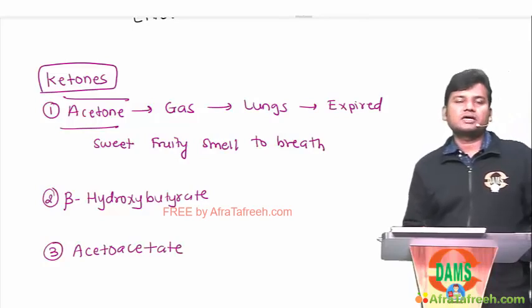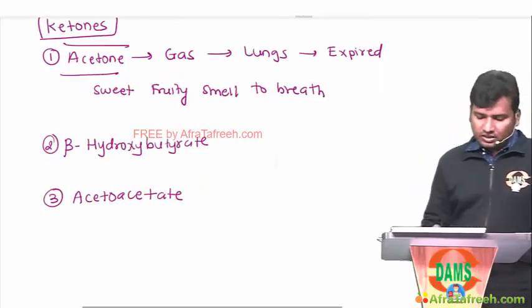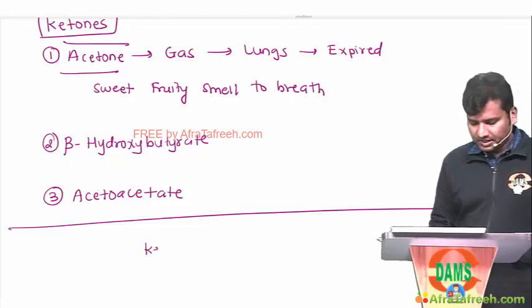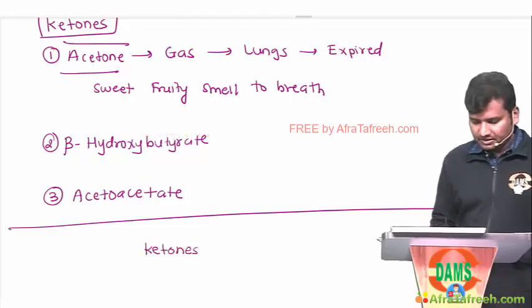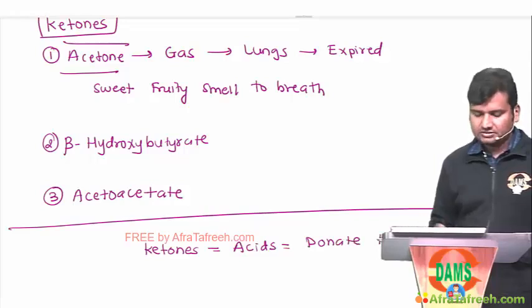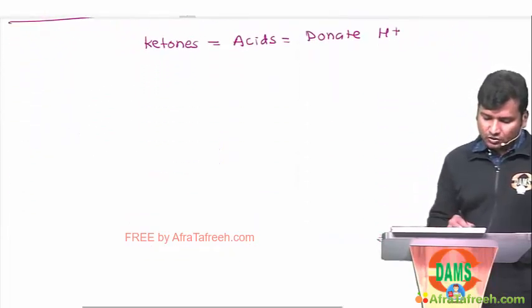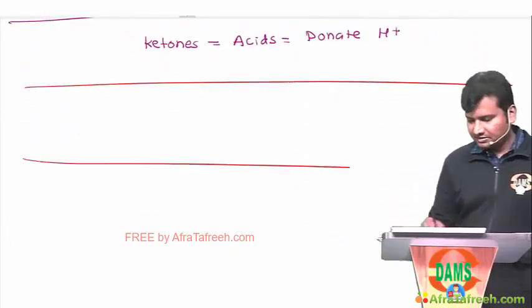These ketones are present in blood. What are ketones? Ketones are nothing but acids. Why are they called acids? Because ketones donate H plus ions. So ketones are donating H plus ions. A lot of ketones are present in blood.